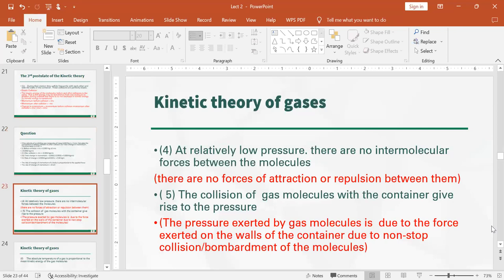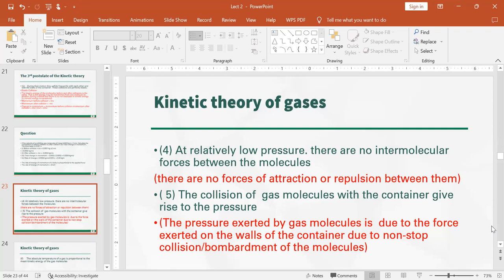At relatively low pressure, there are no intermolecular forces between the molecules. So the theory is assuming, that's the fourth postulate. When the pressure is low, the forces of attraction and repulsion between gas molecules are actually not really there. That's what the theory postulates. But in real sense, we will always have forces of attraction and repulsion. So the fourth postulate says that at relatively low pressure, there are no intermolecular forces between the molecules.